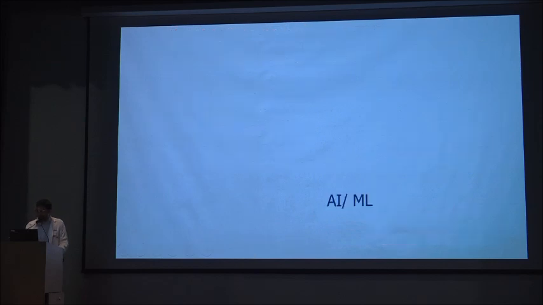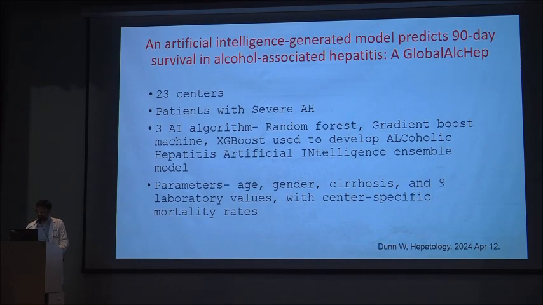So as we move on, what all has been studied as far as AI or machine learning is concerned. An artificial intelligence generated model predicted the 90-day survival in alcoholic hepatitis patients. It was a 23-center global study. ILBS was also one of these centers. 12 centers were for the derivation cohort and 11 centers for the validation cohort.